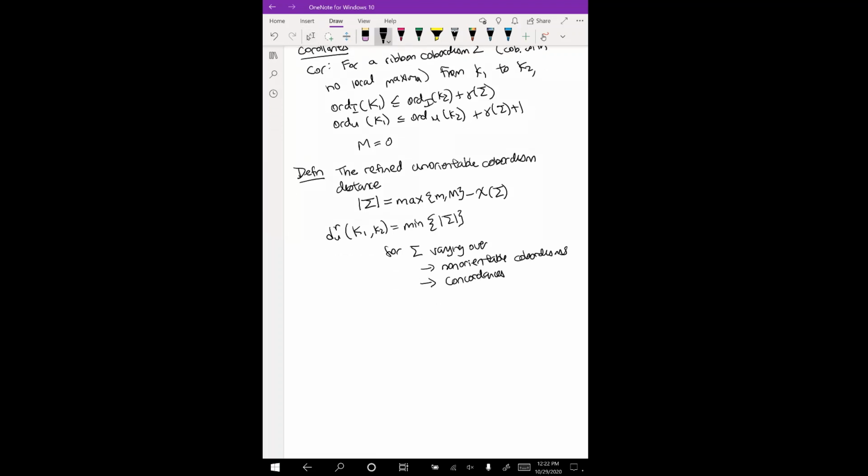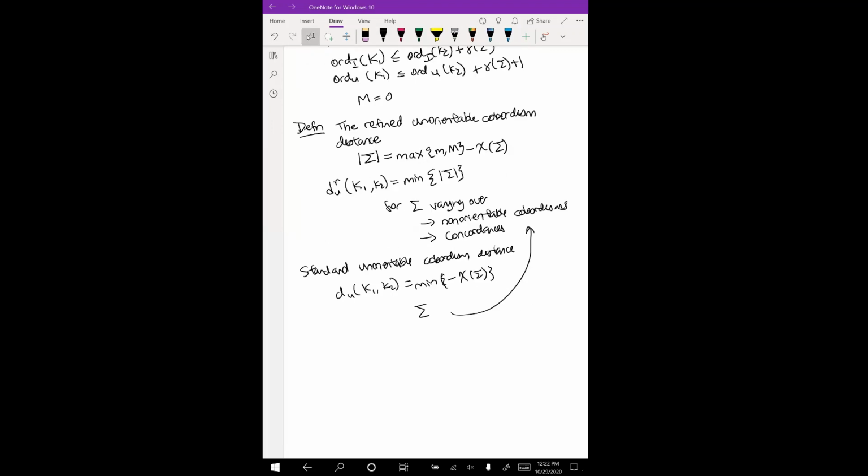Okay, and then there's also the standard unorientable cobordism distance, which is given by the minimum of the genus, where sigma again varies over these two sets. It's not hard to see that the standard cobordism distance is a distance on the concordance group, and the refined version is a distance on the set of knots up to isotopy.